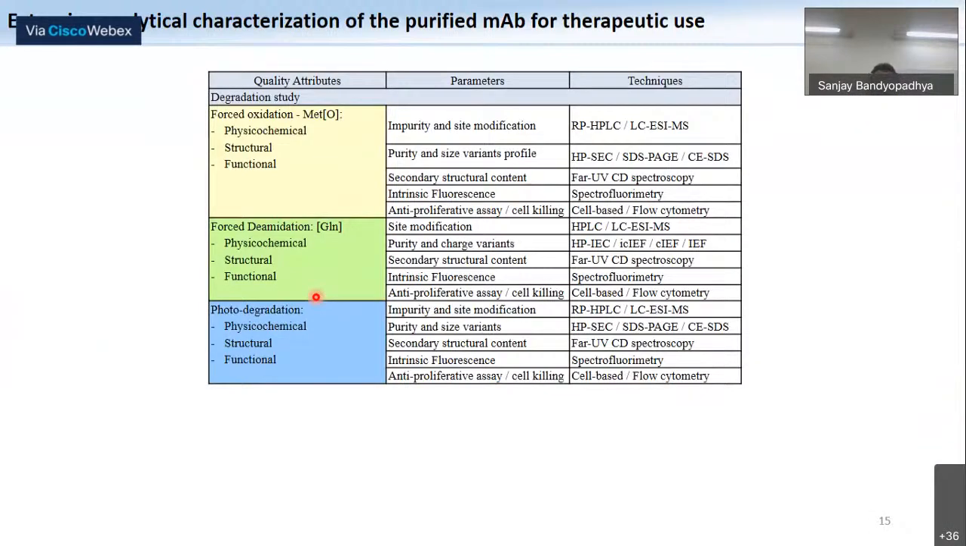And the list goes on in terms of forced chemical oxidation. Methionine is known to undergo oxidation in the microenvironment of protein. You have to have some protection wherever required, in terms of formulation excipients which can protect the methionine from oxidation. Then forced chemical deamidation of glutamine, which is very susceptible. And also the products in vials or syringes can always be exposed to light, so you have to check the photodegradation. Again, the relevant parameters have to be checked, and the techniques should be the right kind of technique to assess the differences between the modified and the unmodified protein.